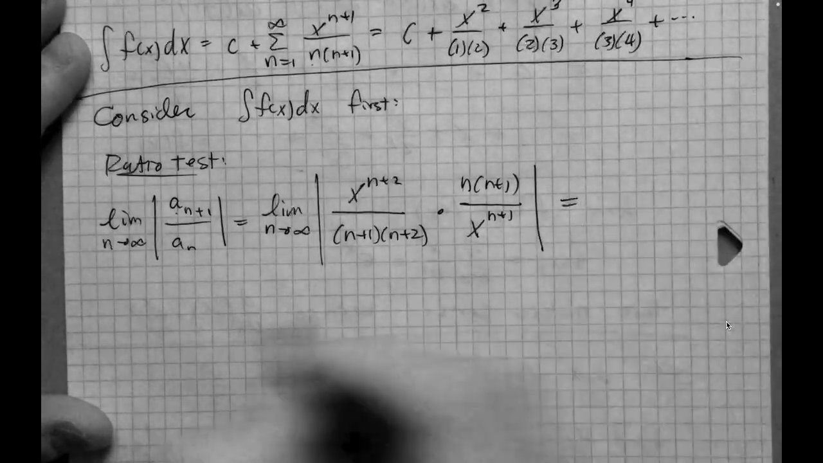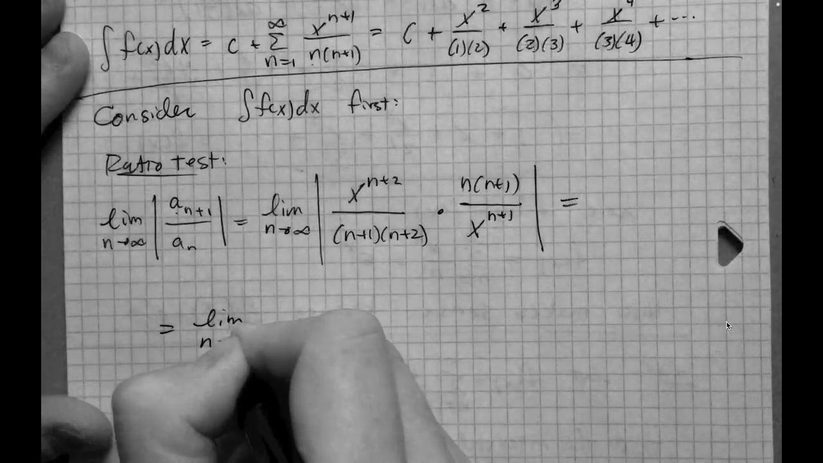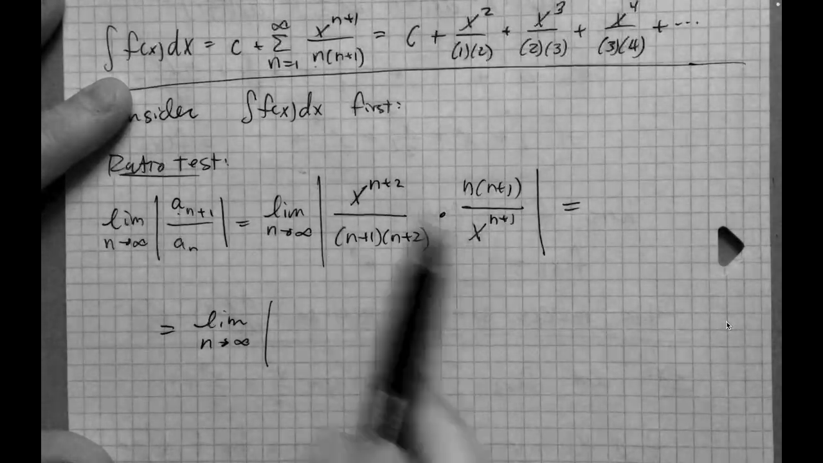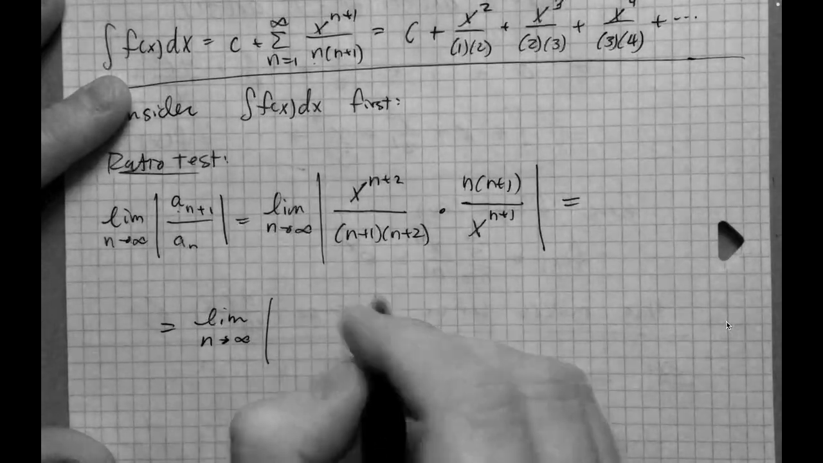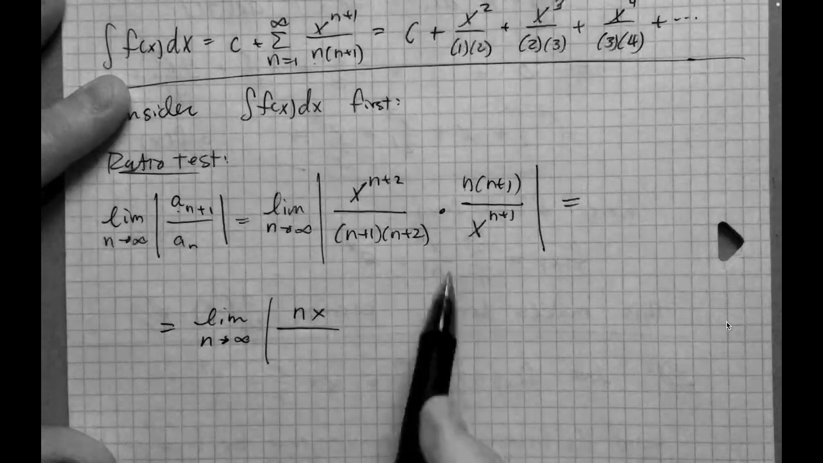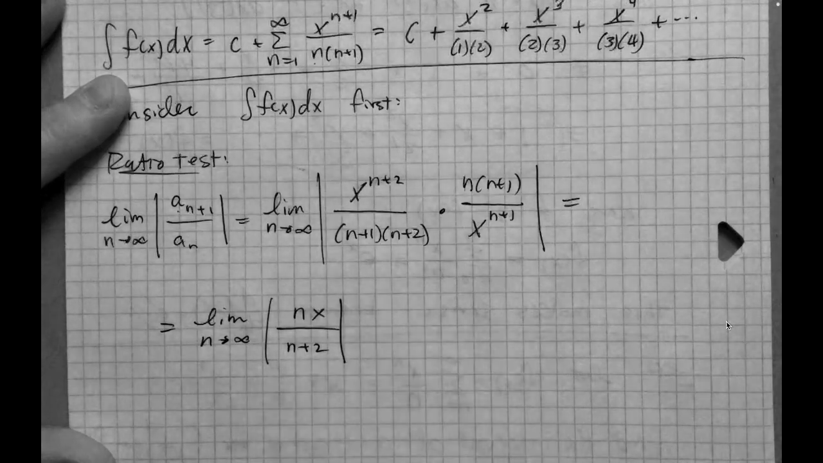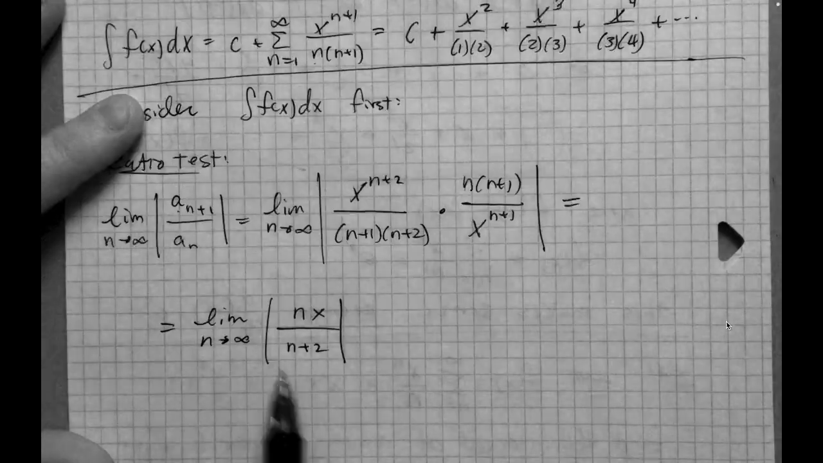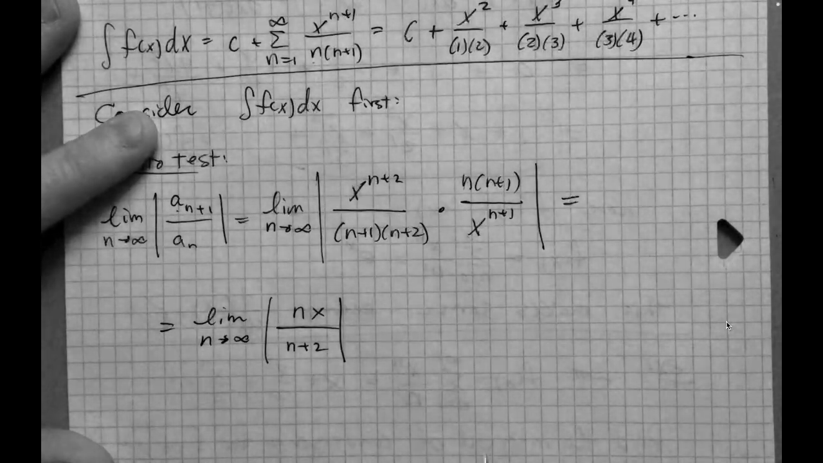And so what does this amount to? This is the limit as n goes to infinity of, now the x, you're going to be left with 1 x on the top, and then the n plus 1s will cancel. So up top you've got n times x, and down below, this cancels away, that cancels away, you've got n plus 2. So that's what that limit is. And so this is going to converge.